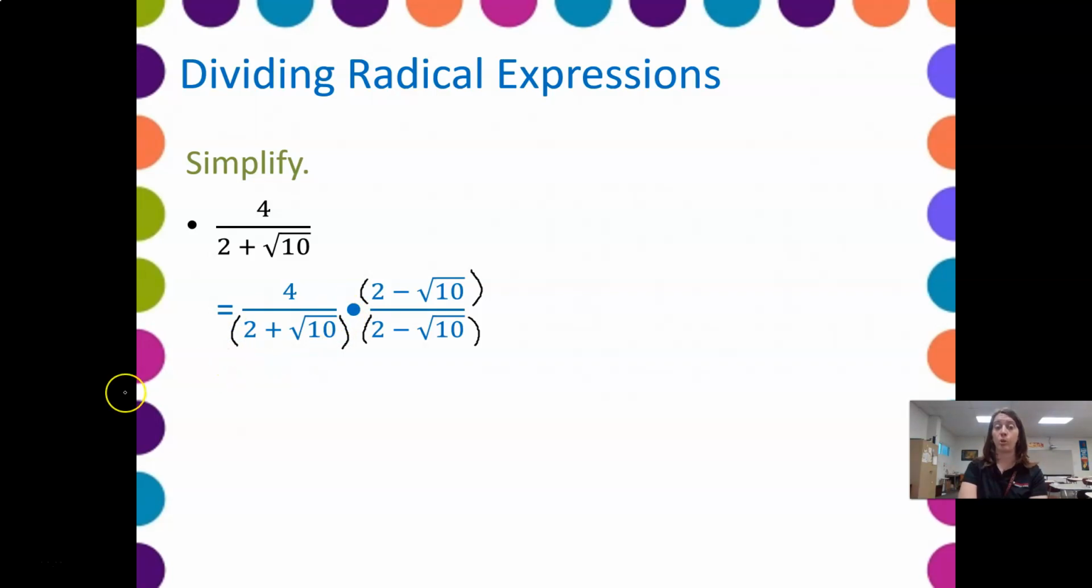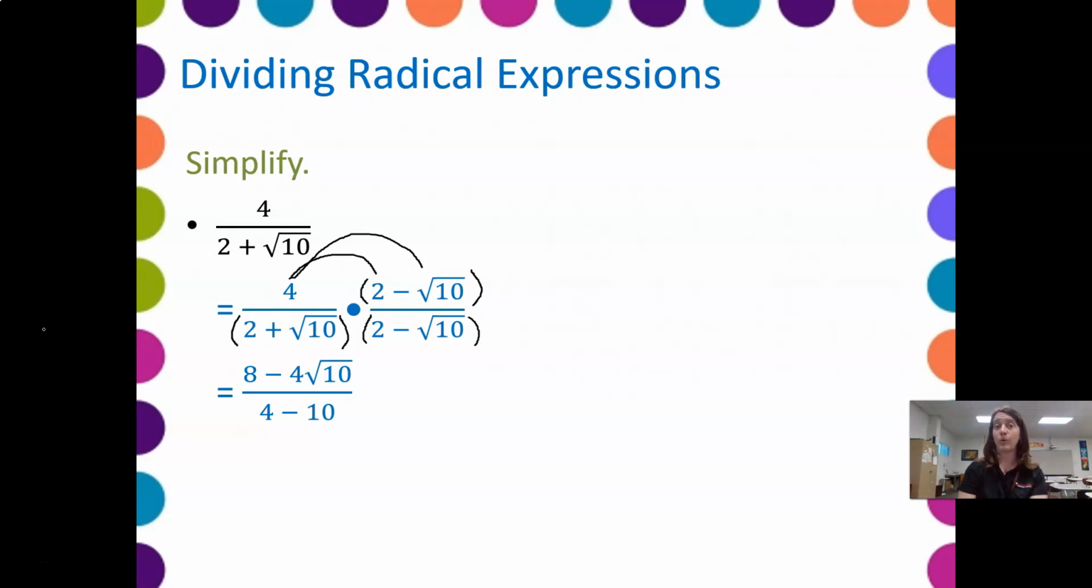Well, let's take a look at the numerator. In the numerator, I have 4 times this subtraction problem. Well, how do I multiply a number by a subtraction problem? We're going to distribute. So 4 times 2, and then 4 times our negative square root 10. When I multiply that out, 4 times 2 would give me 8. And then a positive times a negative gave me the negative, so there's my minus sign. And 4 times square root 10 is just 4 square root 10. I can't multiply those together because one's a square root and one is not.